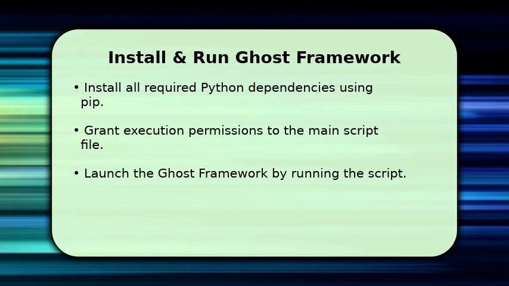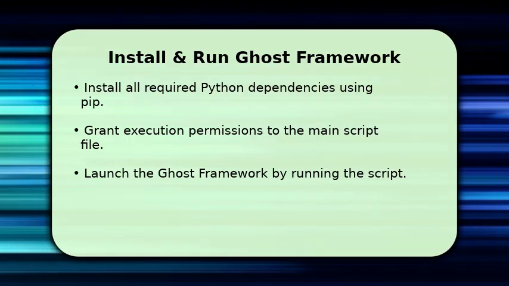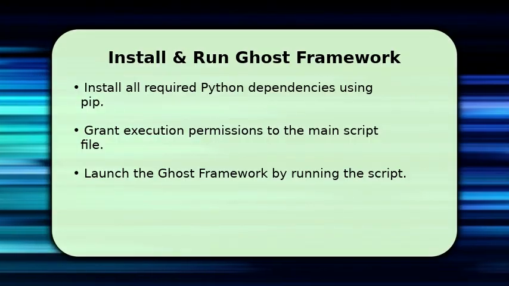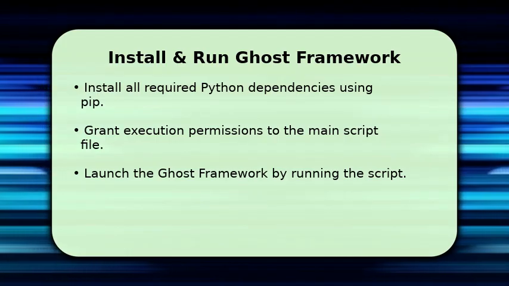With the repository cloned, the next step is to install the necessary Python dependencies. Use the pip command to install all required packages, ensuring the framework runs smoothly. After installation, grant execution permissions to the main script file. Finally, you can launch the Ghost framework by executing the script. Once running, you can explore its diverse modules and commands, ready for your ethical testing scenarios.